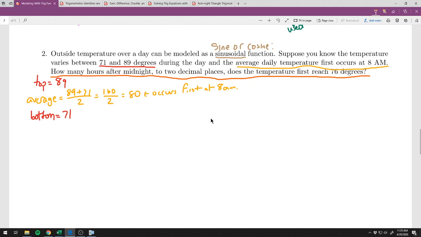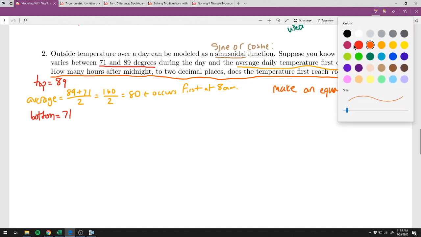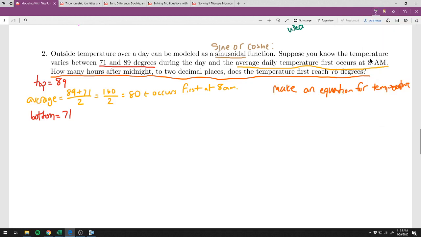So what we need to do here is make an equation modeling the temperature. This is something we did back in 2.1, but we'll talk about it again. Then once we do that, we plug in 76 for the temperature and solve. So I want to talk about getting the formula again from this information very quickly.